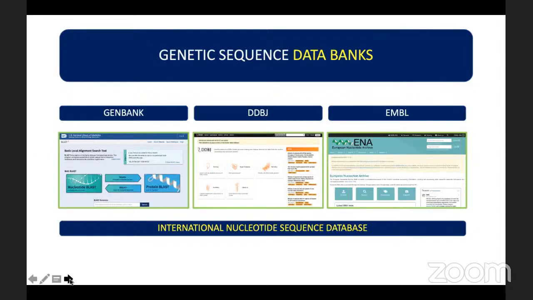The three databanks are unified under the International Nucleotide Sequence Database. For instance, DNA sequence submitted and stored in GenBank is also accessible through DDBJ and EMBL websites.